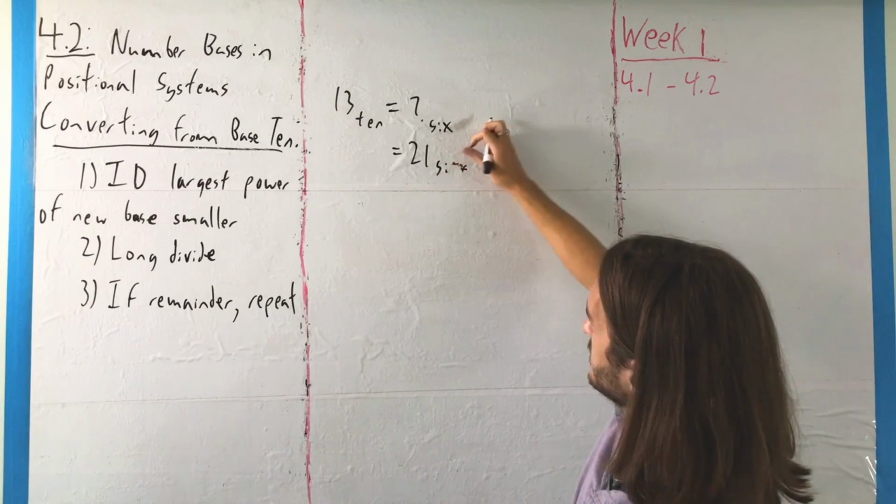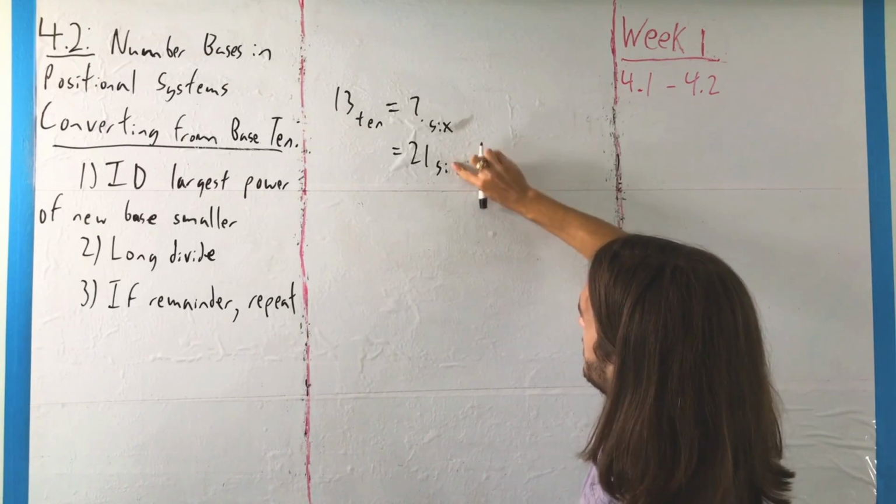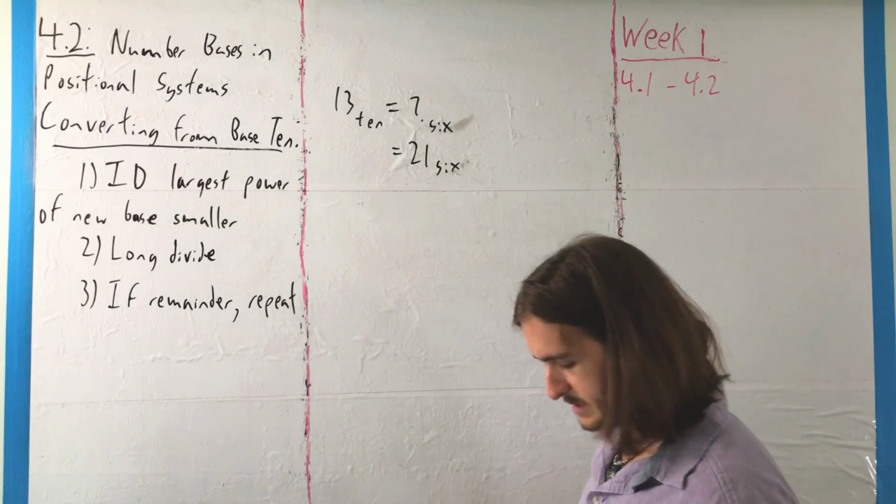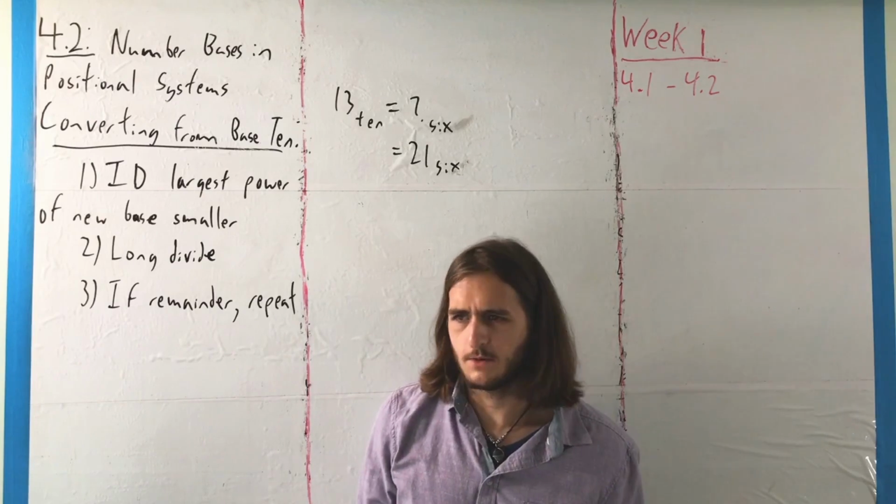I keep trying to spell "six." So strange. 21, base 6. I should have picked more carefully when I chose at random.